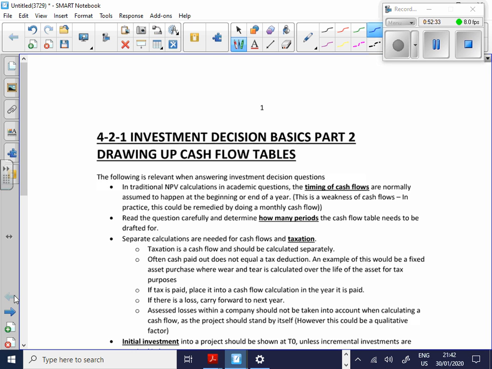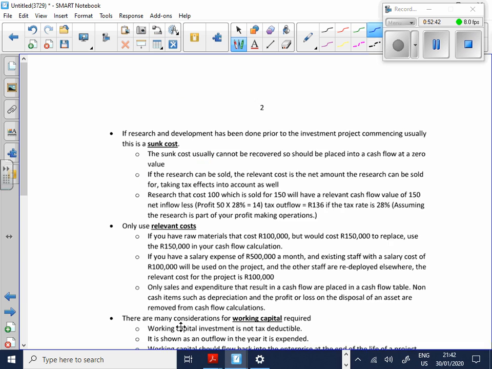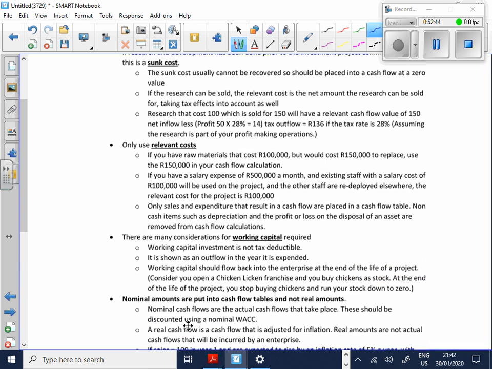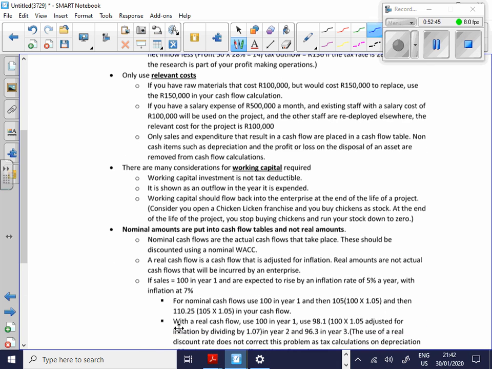Yes, it is. That's why it goes in. It's relevant. If I sell it, I'll get 1.3. That's why it must go into cash flow. Okay. Let's carry on. Guys, it says there are many considerations for working capital required.